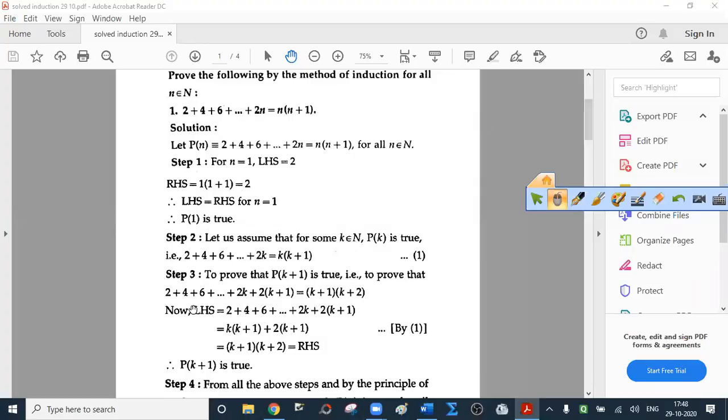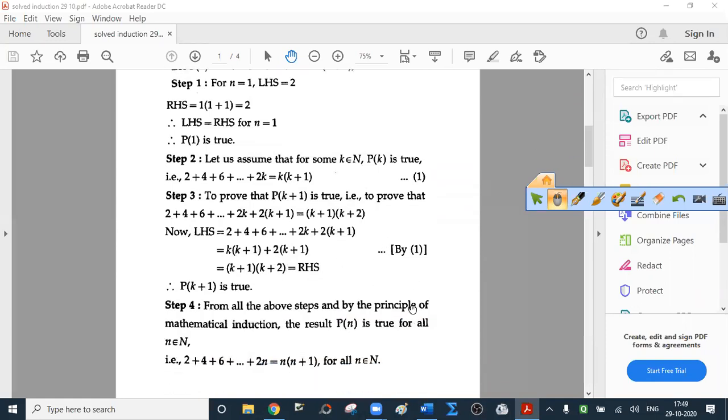Okay, now what is LHS of this? 2 plus 4 plus 6 plus dot dot dot plus 2k plus 2 into k plus 1. See, what is the sum? 2 plus 4 plus 6 up to 2k. It is nothing but k into k plus 1. Reason, from 1 we have assumed that result is true for n equal to k. That is why this sum can be replaced by k into k plus 1. But there is one more term, 2 into k plus 1, right? So take k plus 1 common to get in another bracket k plus 2, which is RHS. This means if P of k is true, P of k plus 1 is definitely true.